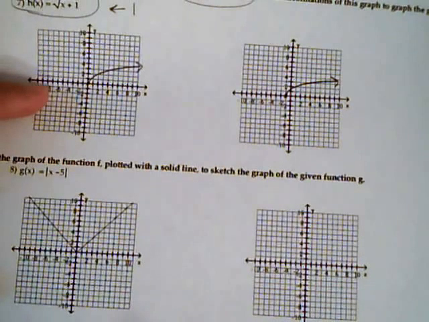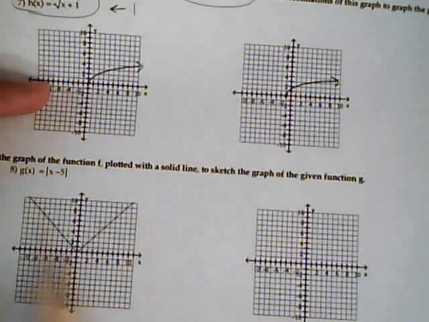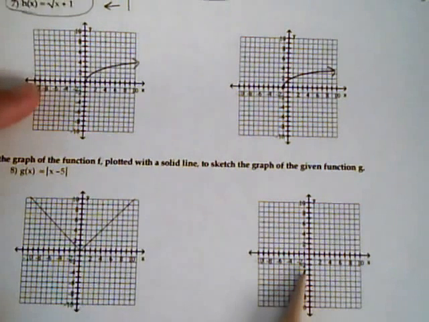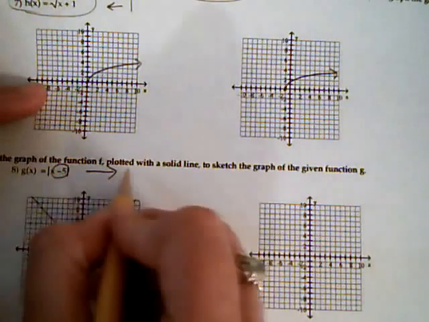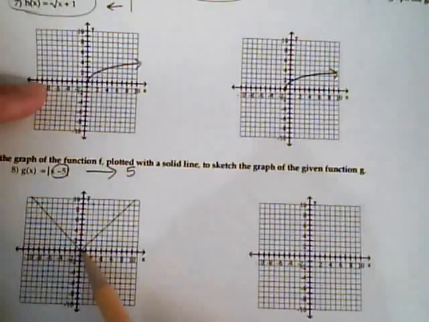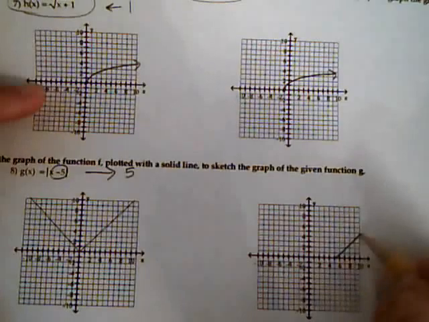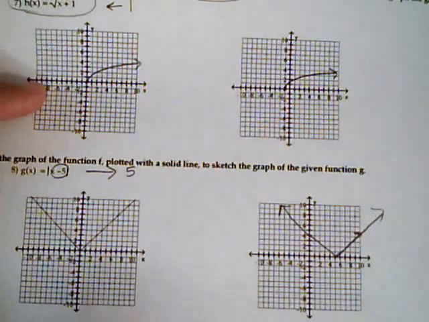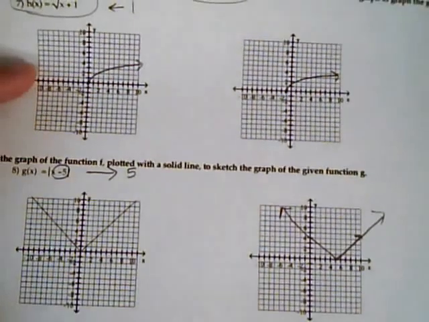Number 8, it says graph the function f plotted with a solid line. It's already given to you, the equation, the absolute value of x. So we want to graph the transformation, which is the absolute value of x minus 5. Because it's negative, that means it's going to go to the right 5 units. So instead of my vertex being at 0, 0, I'm going to go over to the right 5 and then draw my graph. Okay, it would be off the graph a little bit, but same shape, just moved to the right 5 units.